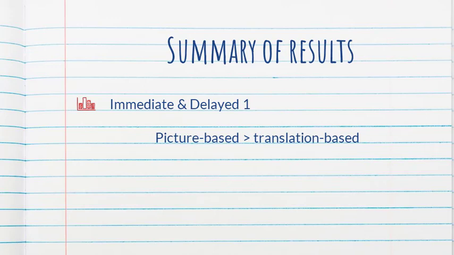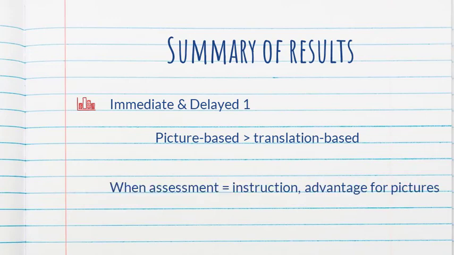And what the immediate and the first delayed post-test had in common is that the assessment type was the same as the instruction type. Pictures, pictures, translation, translation. So it seems that when the assessment items are the same as instruction, there is an advantage for picture-based instruction.